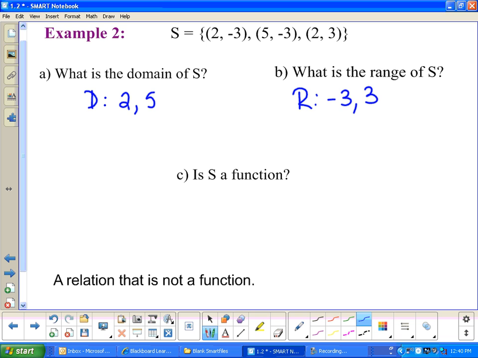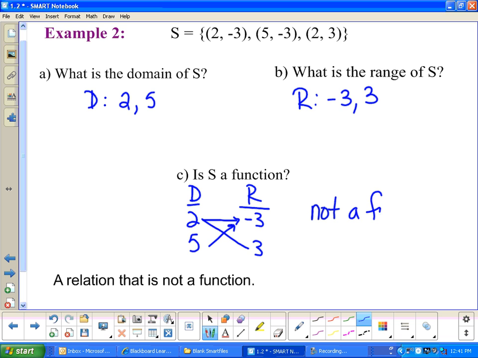So when we map our domain and our range, 2 maps to -3, 5 maps to -3, so we're still okay. But then when 2 maps to 3, we have one input that maps to 2 outputs. So it is not a function. It is a relation, but it is not a function.